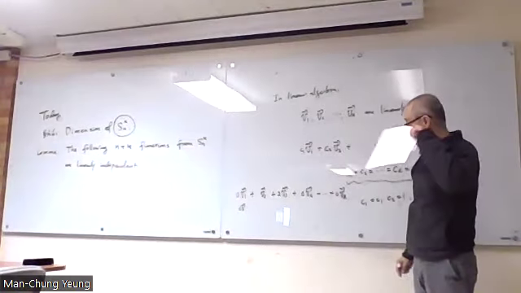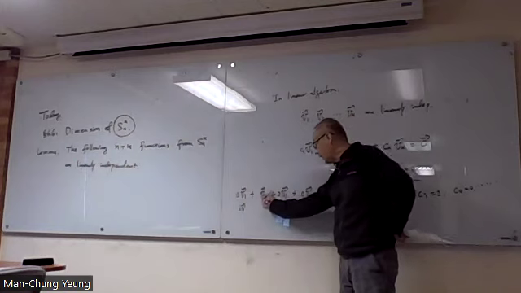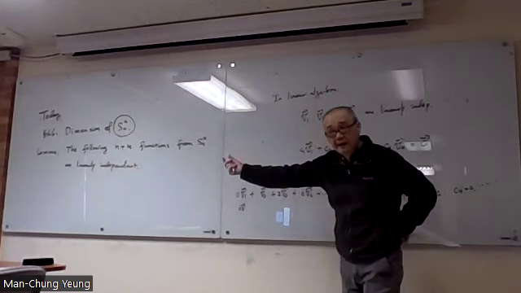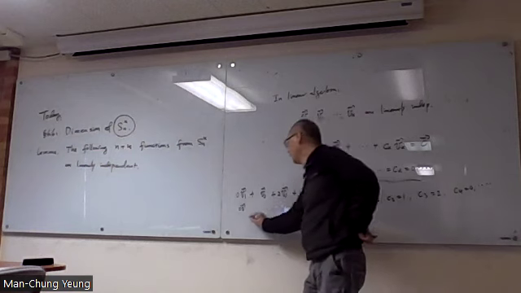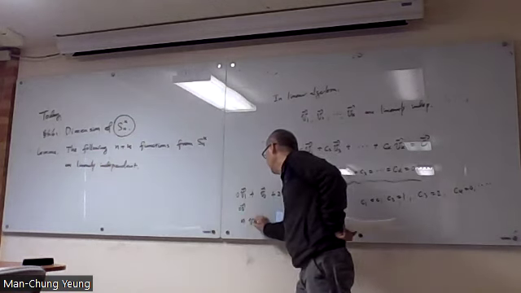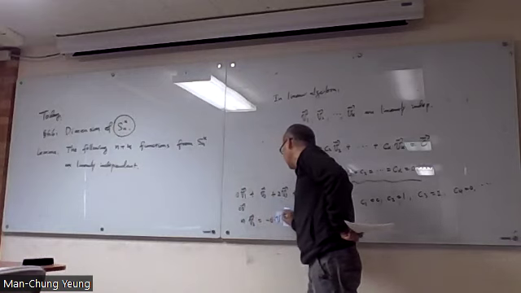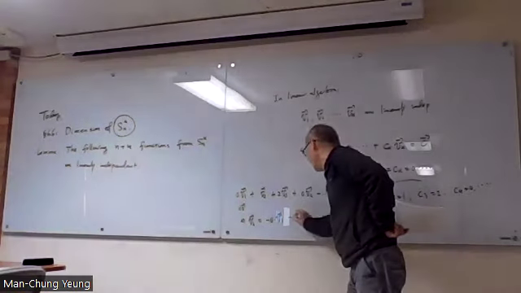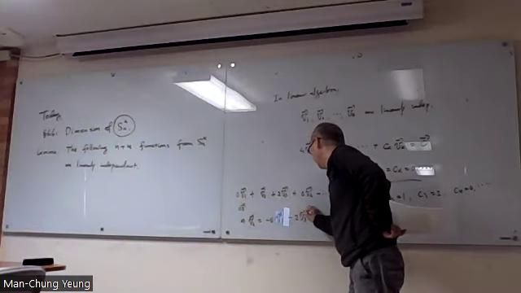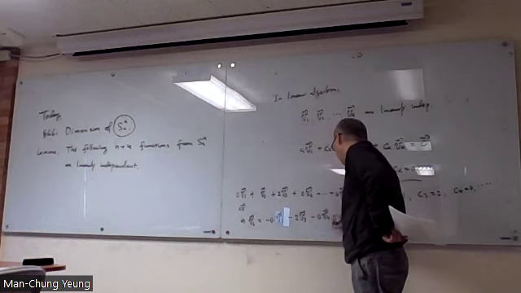All right, now, how about rewriting the equation? I keep V2 on the left side and move all the other terms to the right side. Then we have V2 is negative 0 times V1, of course, it is 0, minus 2 V3, minus 0 V4, and so on.